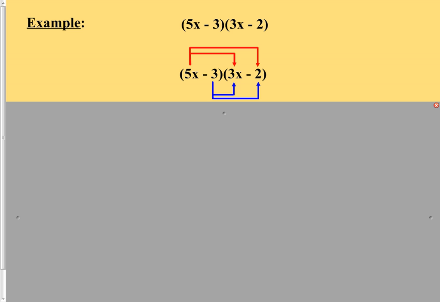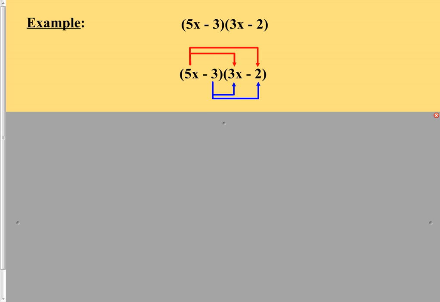What is 5x times 3x? 5 times 3 is going to be 15. x times x is going to be x squared. So that'll be a 15x squared. 5x times negative 2. Now 5 times negative 2 is negative 10. The x doesn't have anybody to combine with, so it's just going to hang on. That'll be negative 10x to the first. Then we scooch over. Negative 3 times 3x. Negative 3 times positive 3, negative 9. The x will be attached to it, so negative 9x. And then lastly, negative 3 times negative 2 is positive 6.